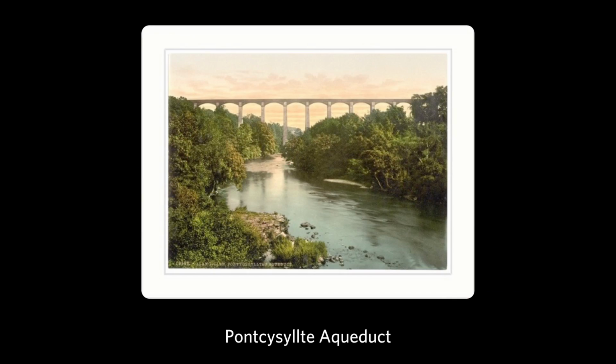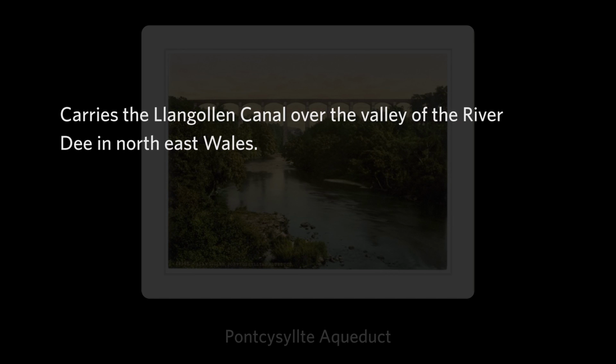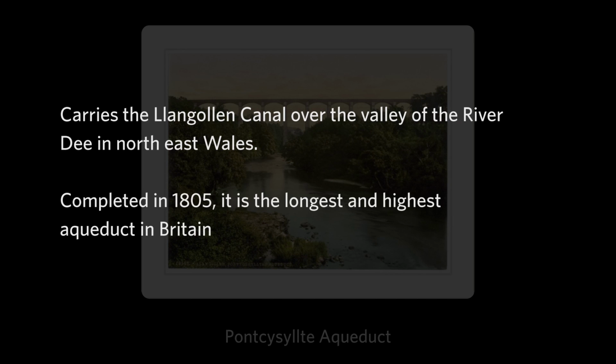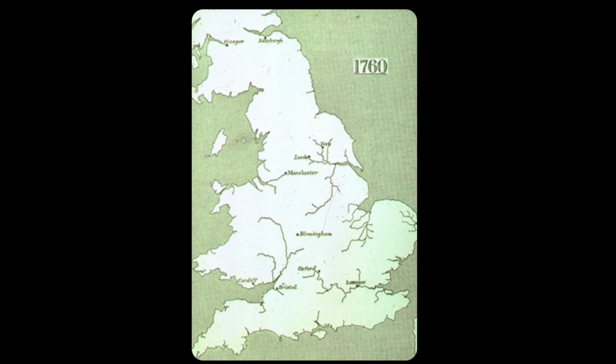The Pont Cysyllte Aqueduct carries the Llangollen Canal over the valley of the River Dee in northeast Wales. Completed in 1805, it's the longest and highest aqueduct in Britain. Viaducts were important to connect cities in Great Britain. The Industrial Revolution required transportation.